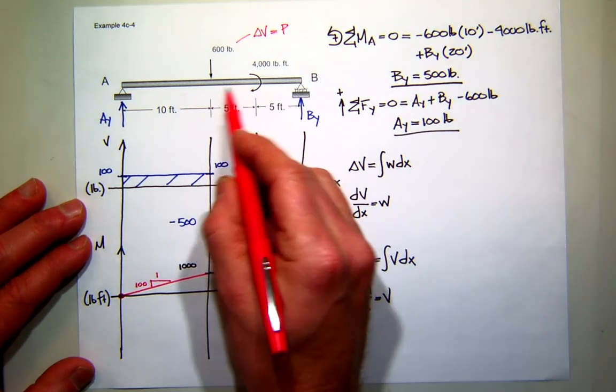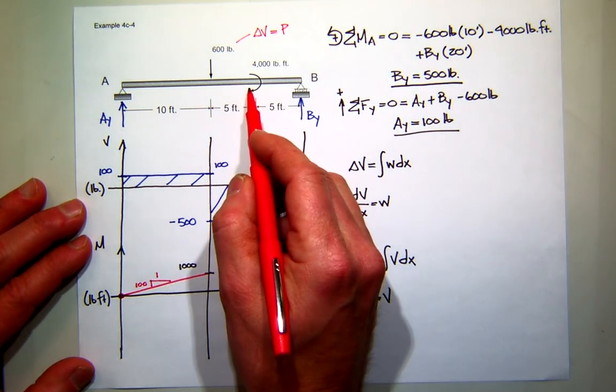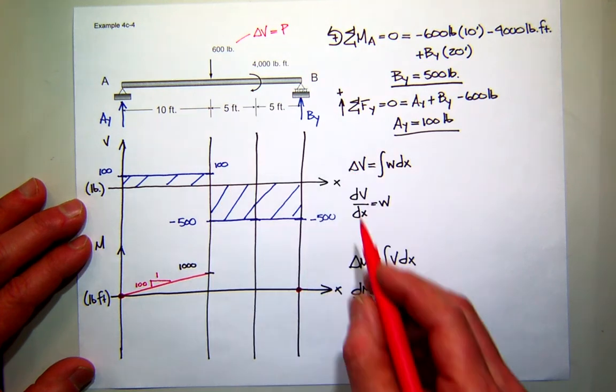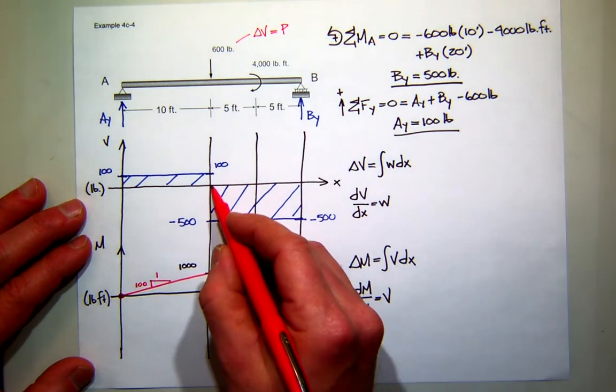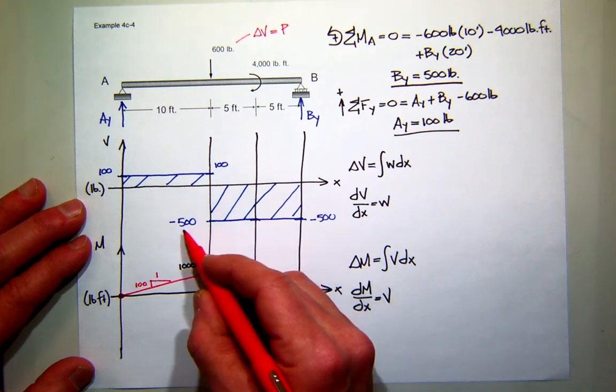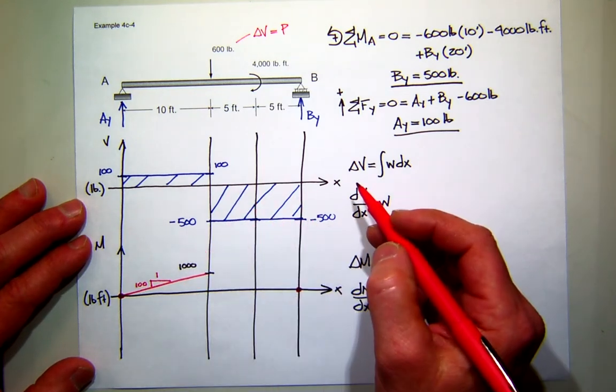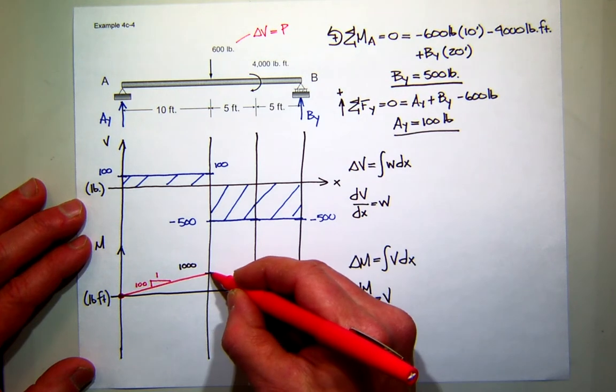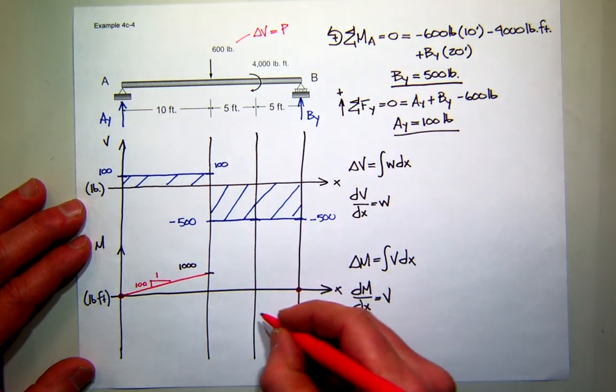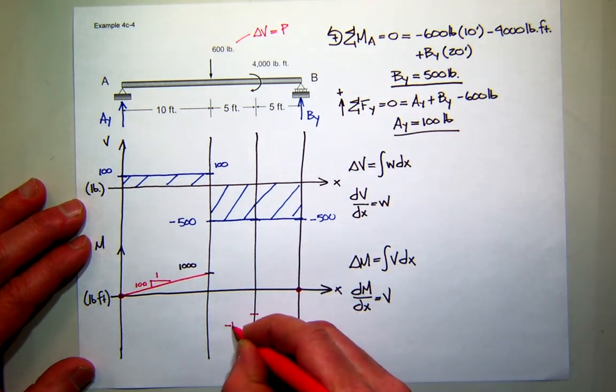What happens over the next 5 feet? Remember, the change in moment is the area in the shear diagram. What's the area in the shear diagram? It's negative. 500 times 5, that's negative 2,500. So if I start at 1,000 and I subtract 2,500, I get down to negative 1,500.